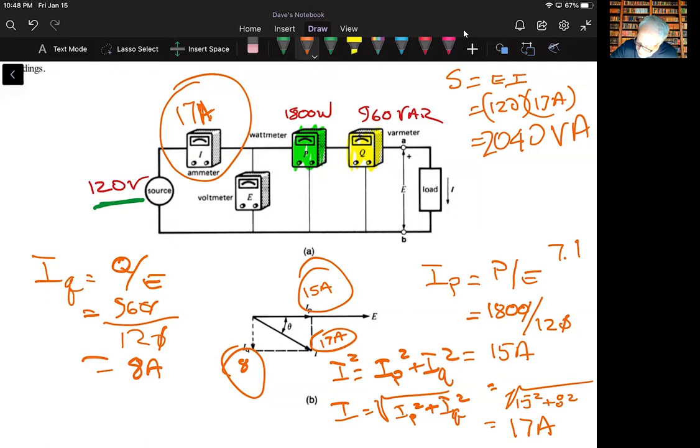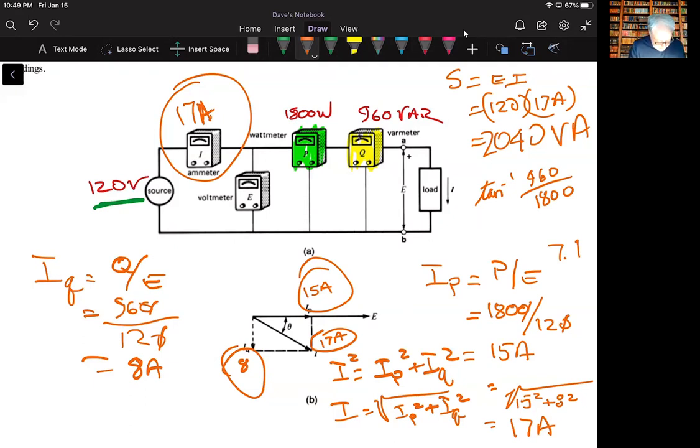And then finally, he says, what is the phase angle between the two? And that's going to be inverse tangent of, what's that going to be? 960 over 1800. And if I run that through the calculator, and make sure that you know how to do that, do you remember how to do that? You get this value first. And so how would I do that? I would say 960 divided by 1800.